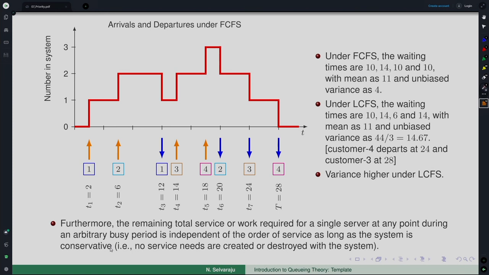And also, when there are customers, you are not forcing the server to be idle. So, if you do not have any such behavior, then that system is what is generally called a conservative system. So, in such conservative systems, the workload for the server is independent of any order of service. So, that is also one can see, okay.